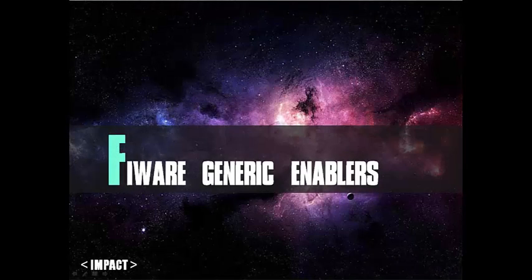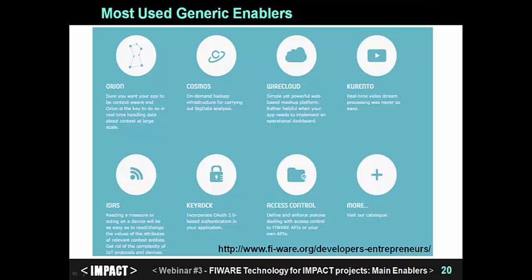And here it is, FIWARE generic enablers. This is the most used generic enablers. This is a list provided by FIWARE itself. You have the URL here, so it's on their website. This is a list of the most used enablers, the ones on which you will concentrate for your developments. So you've got Orion, Cosmos, WireCloud, Corrento, EDAS, KeyRock, Access Control. These are the more important.